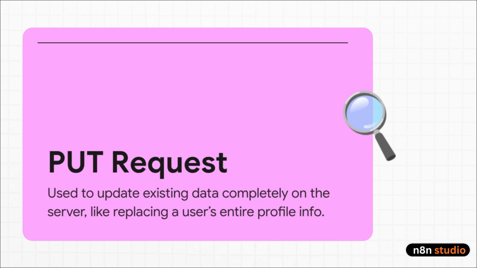Okay, but what if you need to update something that's already there? That's where PUT comes in. A PUT request is used to completely replace a piece of data. It's a total overhaul. So if you want to update a user's name, email, and address all at the same time, you'd use PUT to send the whole new profile over.